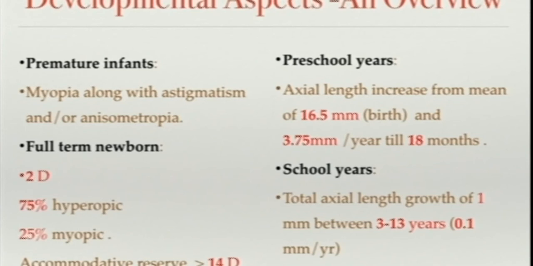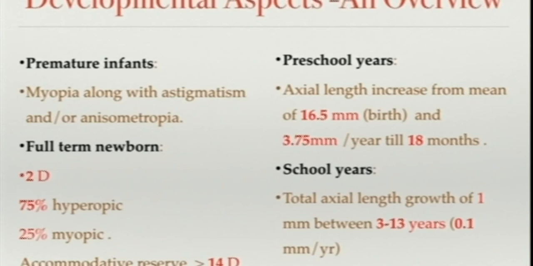Coming to the preschool years, the axial length increases. Most of the growth in the axial length in children is in the first 2 years of age. At birth, the axial length of a child is around 16.5 to 17 millimeters. Do you know what is the adult axial length? On an average, around 22 to 23. So from this 17, it becomes 23, and most of this growth occurs in the first 2 years of life.